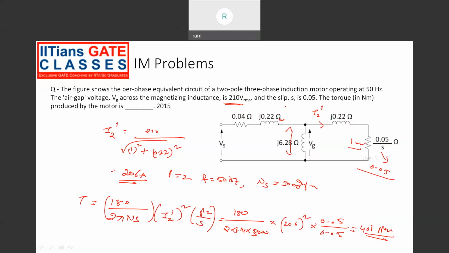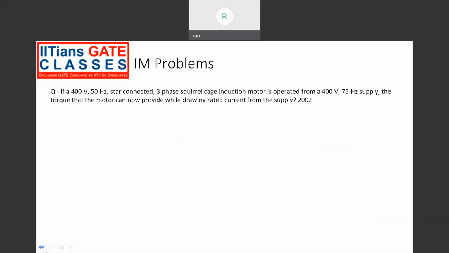Let's go to the next question. The 400 volts 50 Hz star connected three-phase squirrel cage induction motor is operated from a 400 volts 75 Hz supply. So they are changing the frequency of supply. What torque can the motor now provide while drawing the rated current from the supply? So the only change is in the frequency.